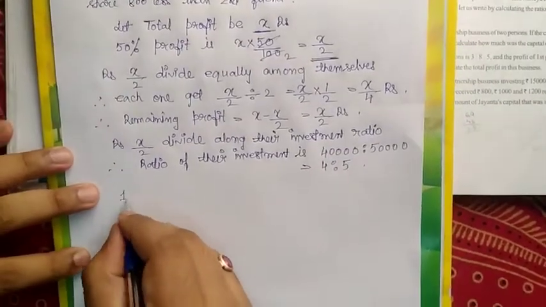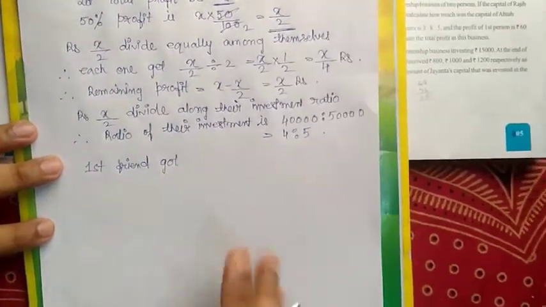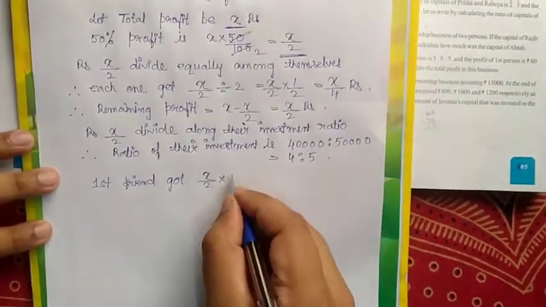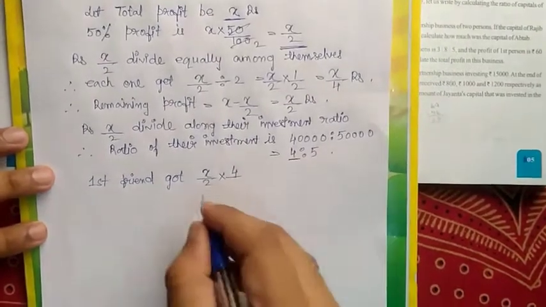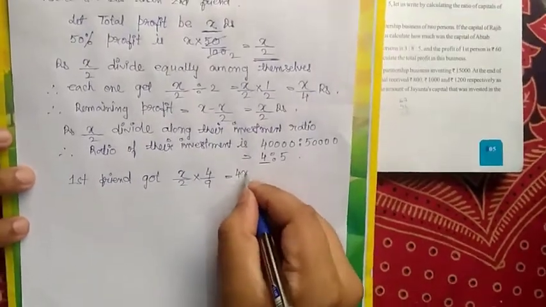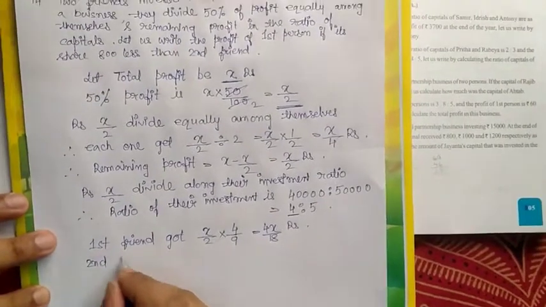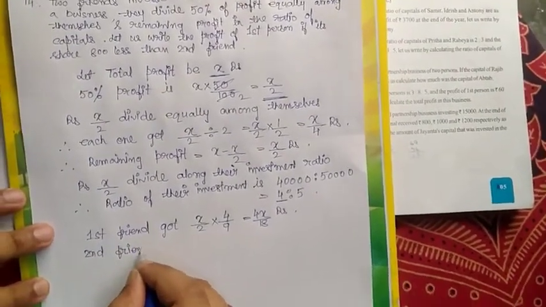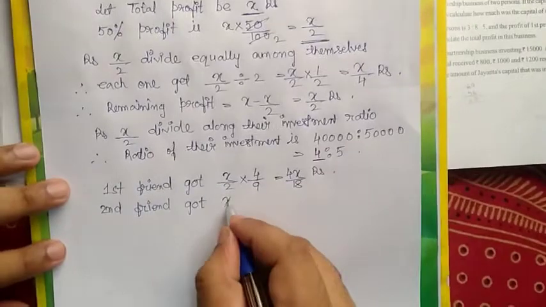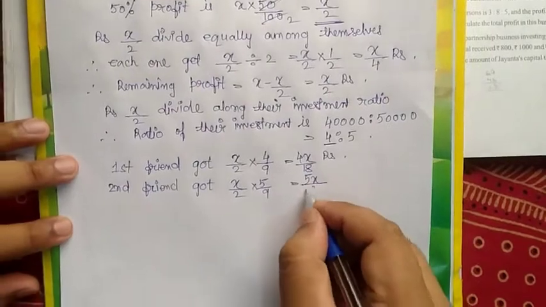So therefore the first friend got, from the remaining profit x by 2, into 4. His share is 4 by the total of the shares, 4 plus 5, 9. So 4x by 18 rupees. The second friend got x by 2 into 5 by 9, 5x by 18 rupees.